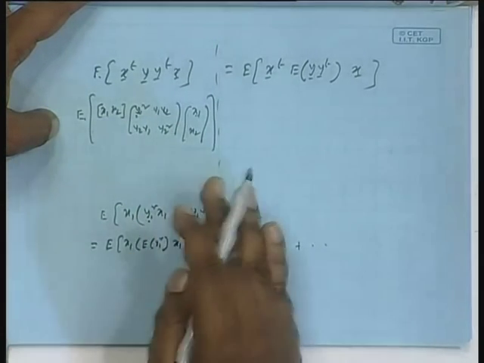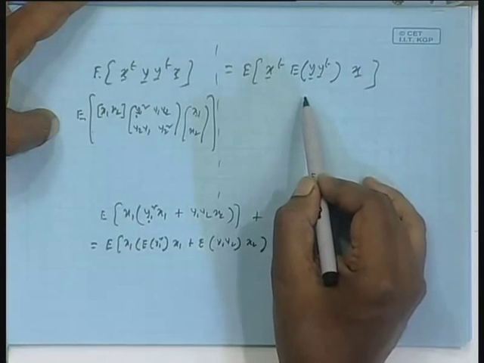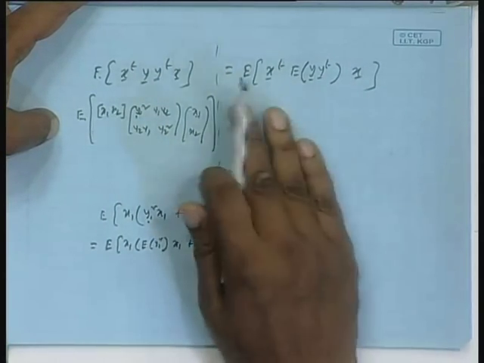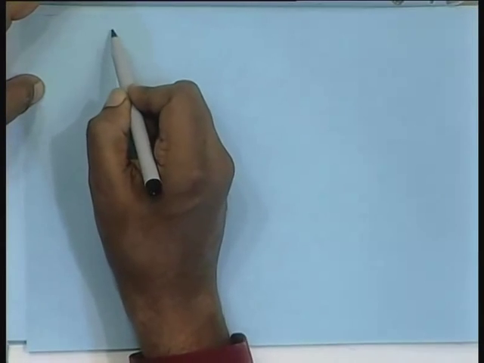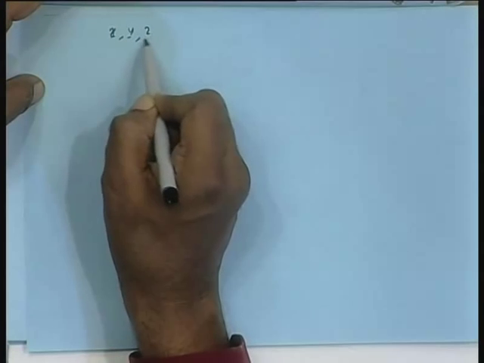Is that, so do I have to explain further? So this I can do. Though this is enough for me, but just to tease you further, suppose I have got a situation like this: x vector, y vector, z vector.